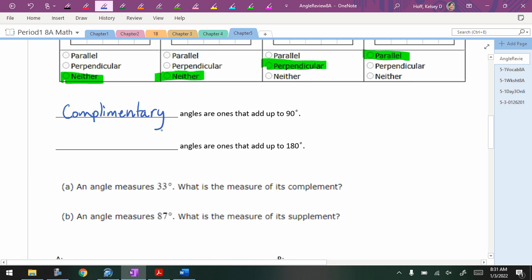Anybody know what angles are that add up to 180? Very good. It is supplementary. S-U-P-P-L-E-M-E-N-T-A-R-Y. Supplementary. So complementary is 90 degrees. Supplementary is 180 degrees. Okay? So on Alex, they're going to ask us these questions.